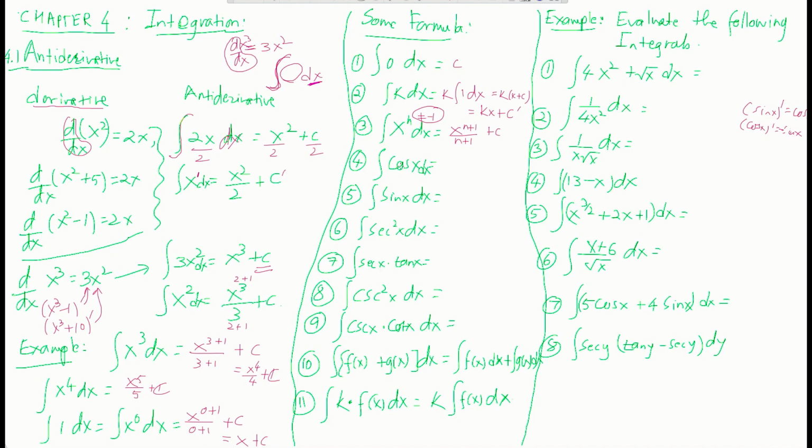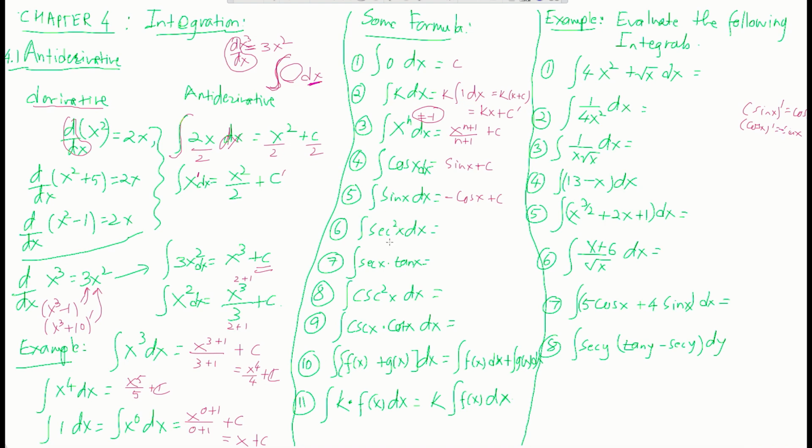So the antiderivative of cosine x will be sine x plus c. You see that? Because the derivative of sine will be cosine and the derivative of c is 0. Similarly, the antiderivative of sine x will be negative cosine of x plus c. Why? Because the derivative of negative cosine is positive sine.